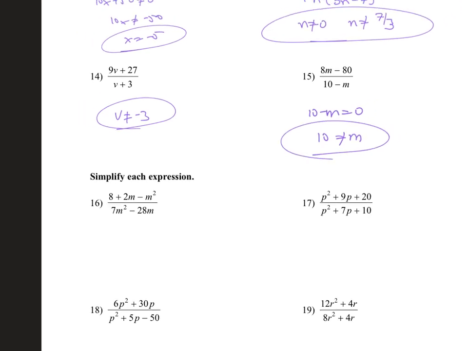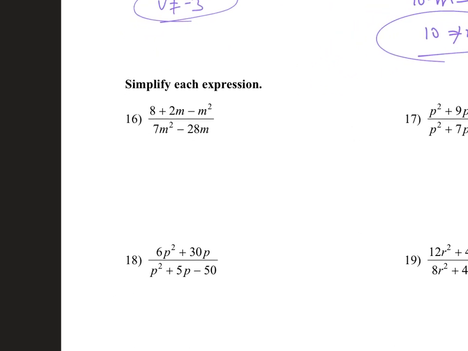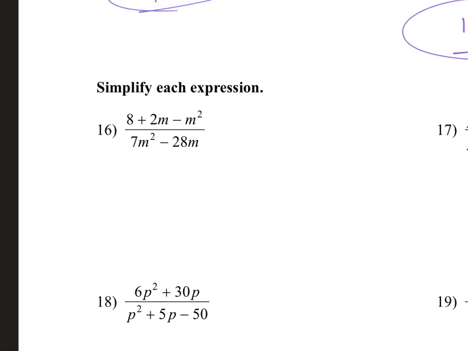All right. So look at the last 4. We're simplifying. So we're going to factor everything. So the top's got a negative m squared, so I'm going to pull out a negative 1. So minus 2m minus 8, putting it in order. And then here I can go ahead and factor. So I can take out a 7 and an m. So it's going to leave me with an m minus 4.